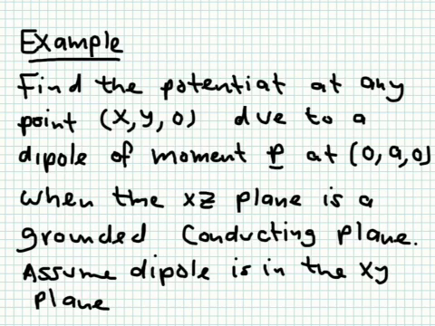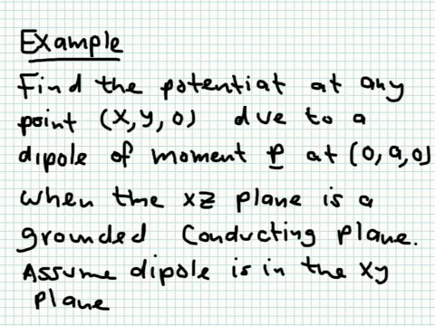Now, let's consider one more example. We would like to calculate the potential at any point x, y, and 0 due to a dipole of momentum P located at 0, A, and 0 when the xz plane is a grounded conducting plane. And we assume the dipole is in the xy plane.